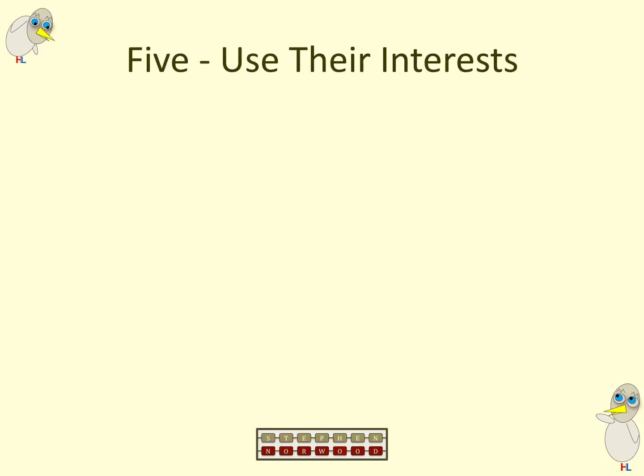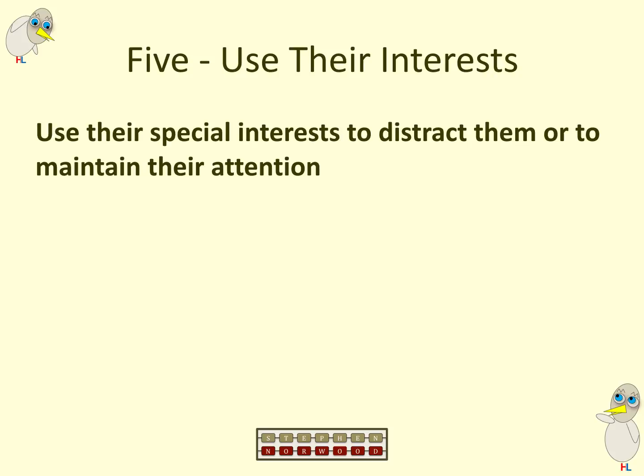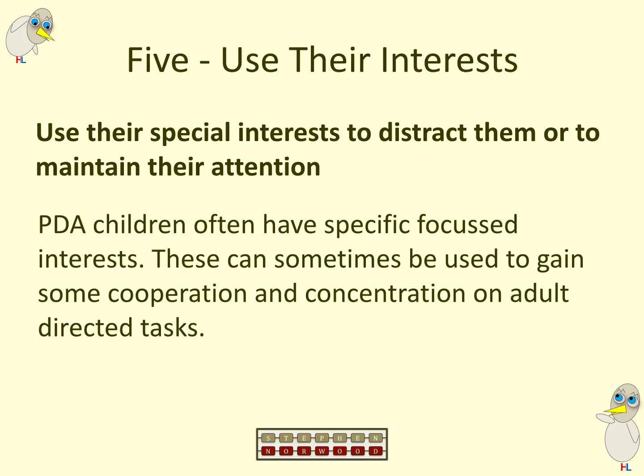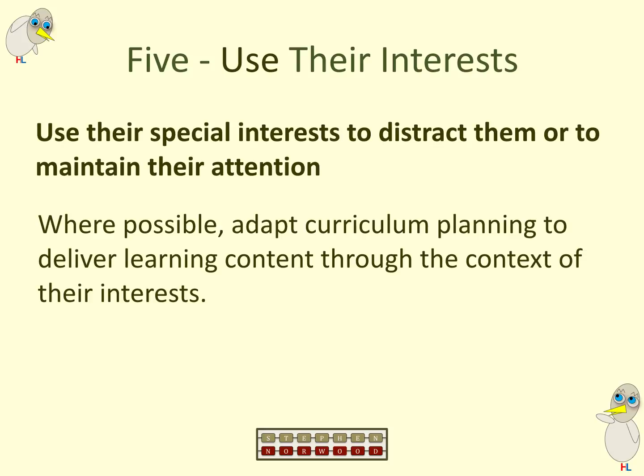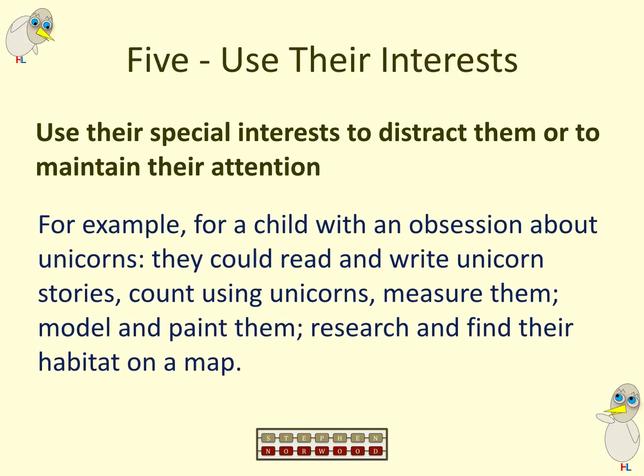5. Use their interests. Use their special interests to distract them or to maintain their attention. PDA children often have specific, focused interests. These can sometimes be used to gain some cooperation and concentration on adult-directed tasks. Where possible, adapt curriculum planning to deliver learning content through the context of their interests. For example, for a child with an obsession about unicorns, they could read and write unicorn stories, count using unicorns, measure them, model and paint them, research and find their habitat on a map.